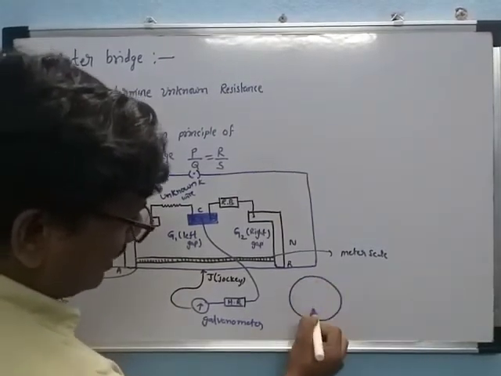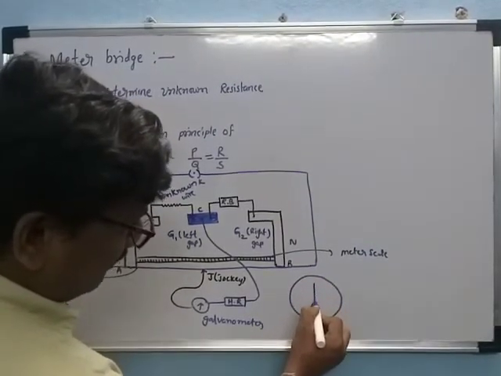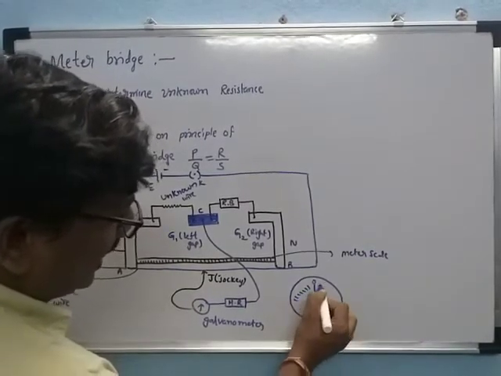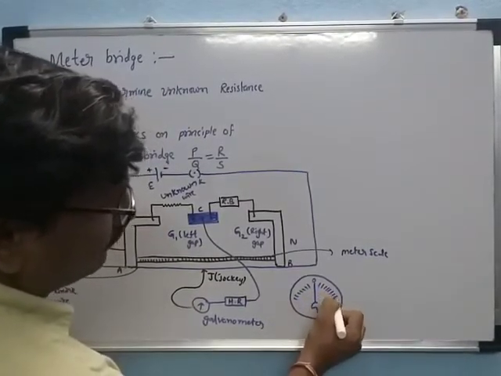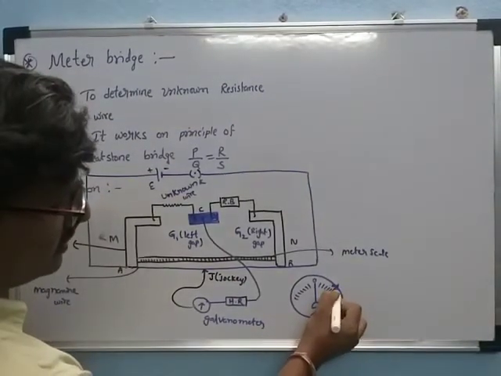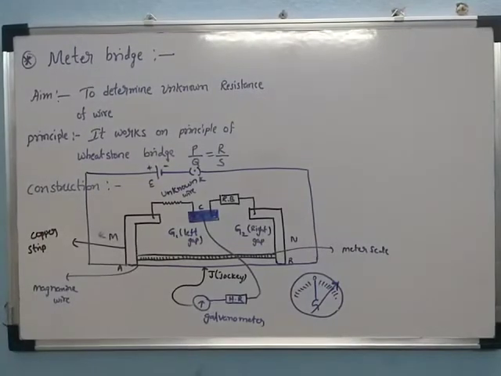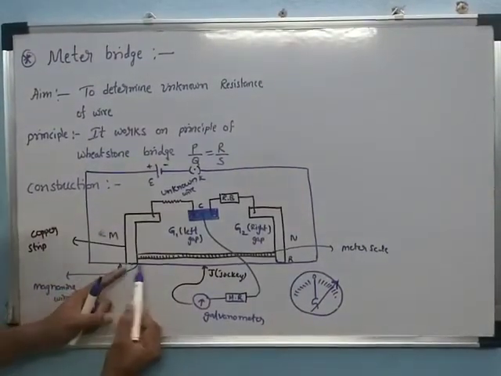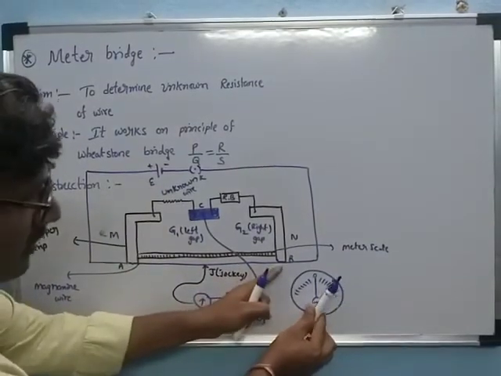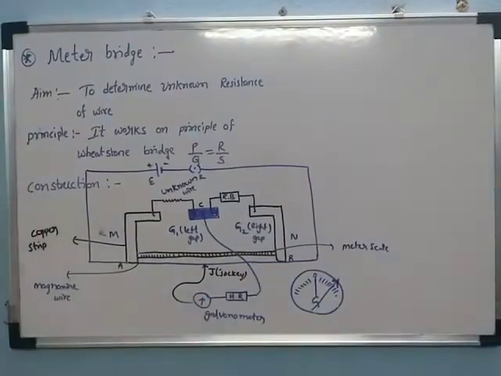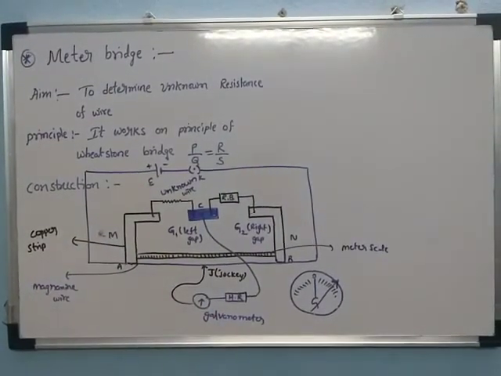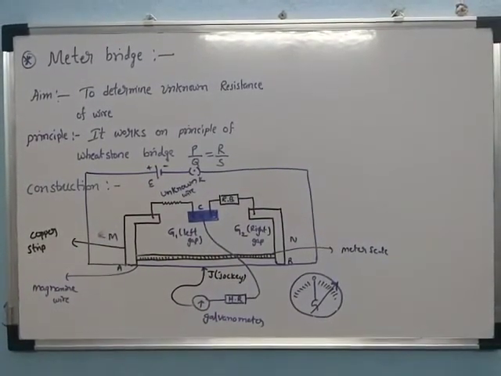In the galvanometer, the center point is zero, and there are readings on the right and left sides, just like a voltmeter. When the jockey is pressed at the left side, the pointer shows the right side. When the jockey is pressed at the B point, it shows the left side. At that time the connections are correct. After that we can start the experiment.